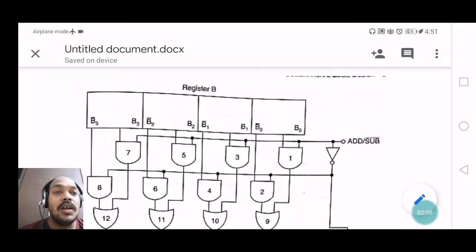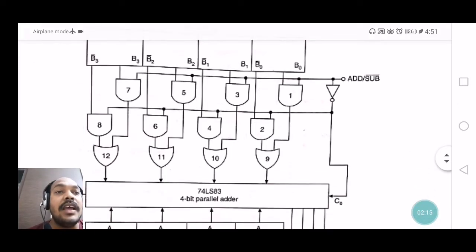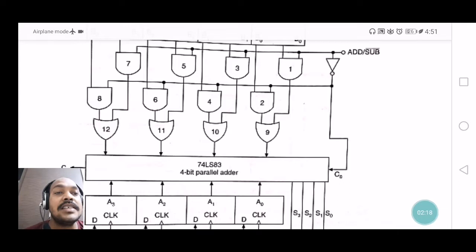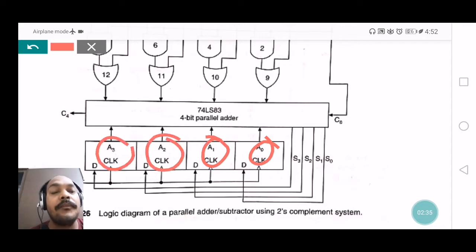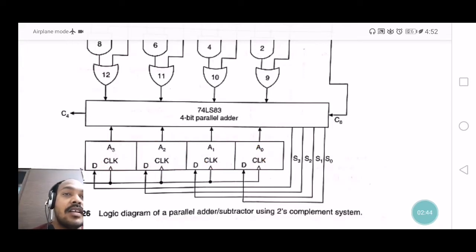For any operation, addition or subtraction, like register B we also have register A. Register A is also a 4-bit register used to store 4 bits only, and those bits are A0, A1, A2, A3. These bits are applied to the 4-bit parallel adder. In the previous lecture we discussed how the 4-bit parallel adder works.